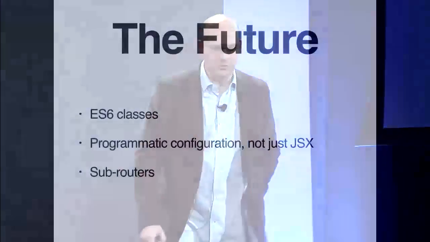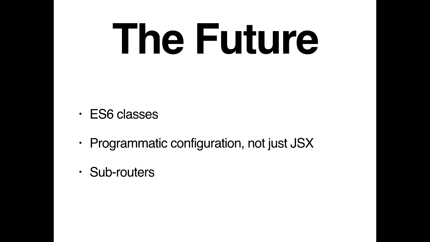So what does the future of the router look like? Don't worry, we're not totally clueless. A couple of people have said they can't use the router because it's got mixins and they use ES6 classes. Yeah, we know, it's coming. We're just not there yet, so we'll get there. 0.13 beta was released last night. I talked to Paul this morning, and he's like, you better get your act together. So, all right, fine, we'll get ES6 classes.